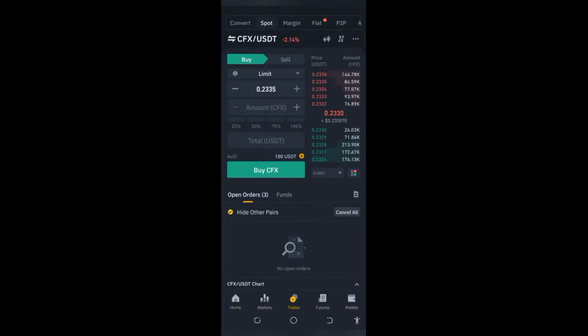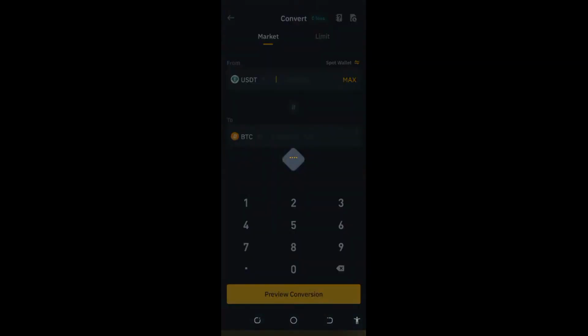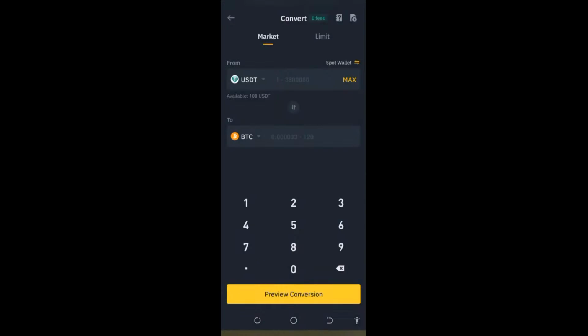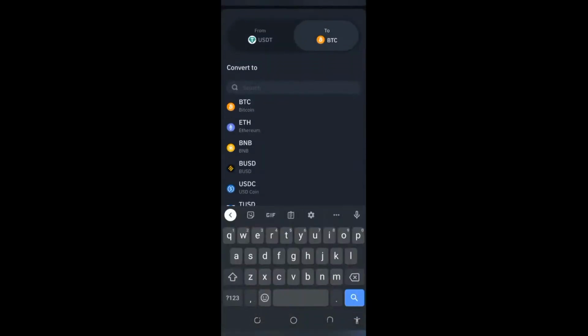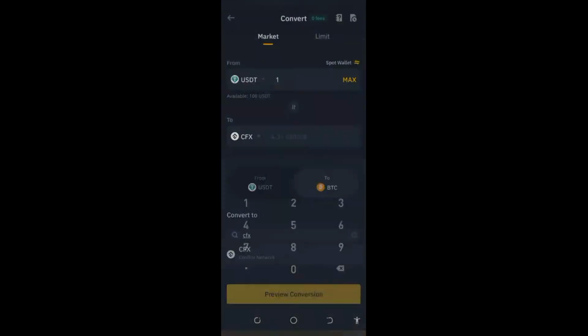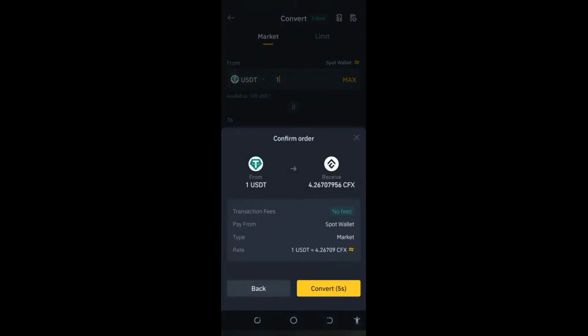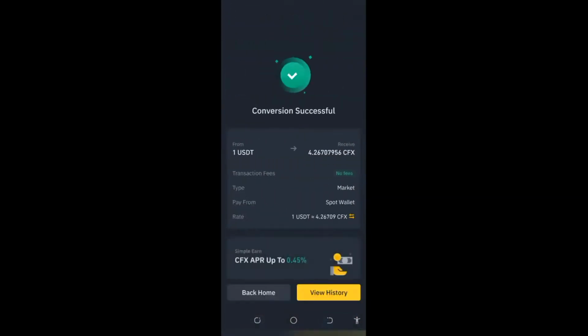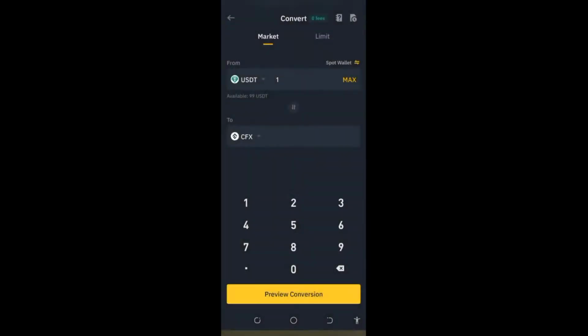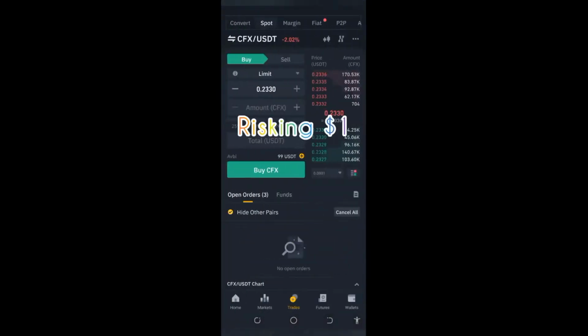Okay. So first off, let's see. Because this is in the spot trading section, we can't do anything less than $10. So let's go into convert. I'm going to do this in convert. Okay. Let's see how much we will get. Okay. Let's put $1 here. And then we go check for CFX. Let's see. CFX. Okay. Can we change this? I don't know. Let's find this out. It looks like we can. Let's just go ahead and change this. So what do we have? We've got 4.26 CFX. Okay. Let's go ahead and do this. We're just risking $1. That's fine. So we have $99 left.